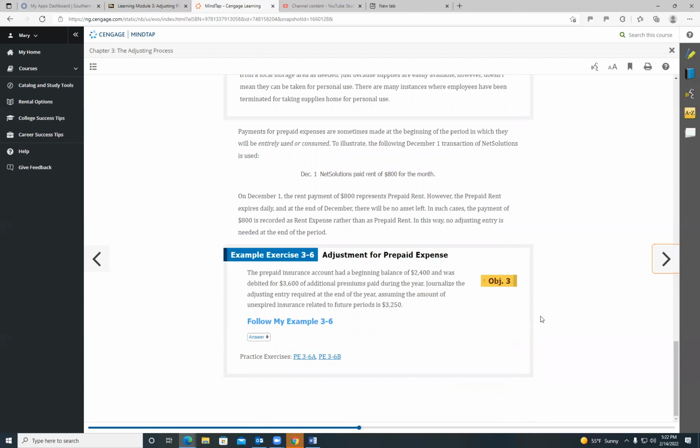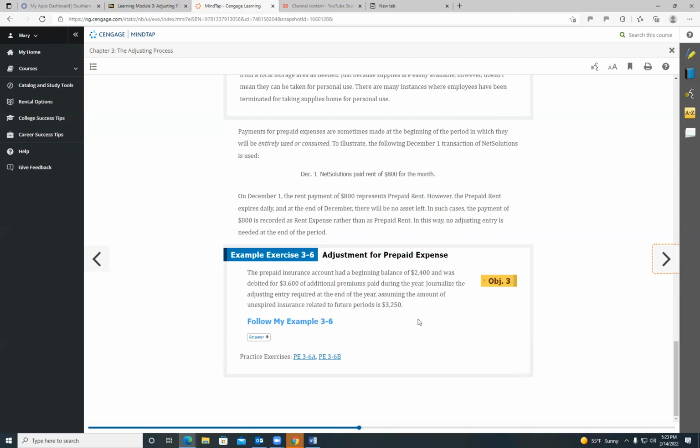All right. Looking at the example, the prepaid insurance account had a beginning balance of $2,400 and was debited $3,600 of additional premiums paid during the year. Journalize the adjusting entry required at the end of the year, assuming the amount of unexpired insurance related to future periods is $3,250. So we started out at $2,400. We made some extra prepaid premiums of $3,600. And at the end of the year, the amount of unexpired insurance related to future periods equaled $3,250.